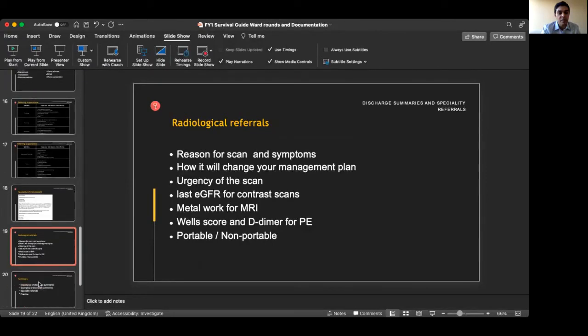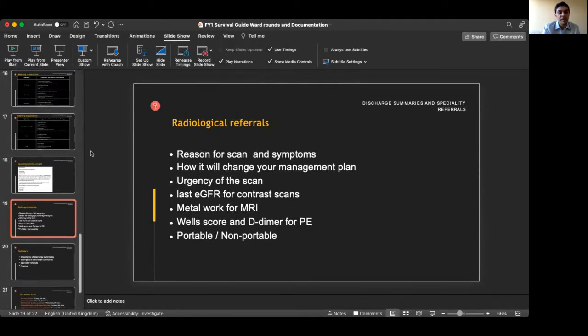So next we go on to the last section of this talk, requesting radiological tests. This will include anything from chest X-ray to CTPAs to CT thorax. So when going to request radiological images, it's important to know the reason why you're requesting these scans and the symptoms of your patients, because your radiologist might want to know why you want to do these scans, and how the results of these scans will change your management plan.